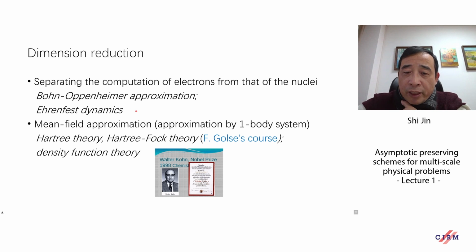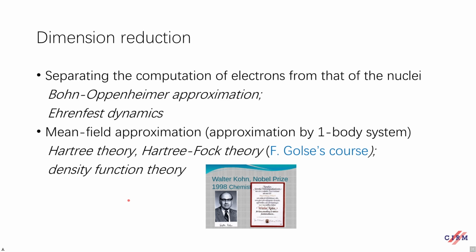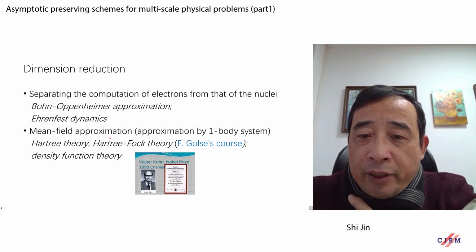And there's another approach like Ehrenfest dynamics, where you solve a coupled system, the quantum system of electrons with the nuclei and so on. And the more practical computational approach is to take a mean field approximation. Instead of solving the n-body problem, you try to find a one-body approximation, okay, by taking some so-called mean field limit. And along this direction, there are very classical theories like Hartree theory and Hartree-Fock theory and so on.